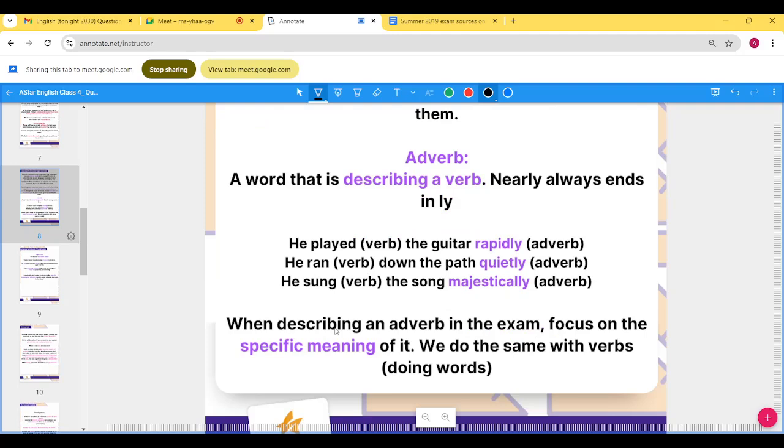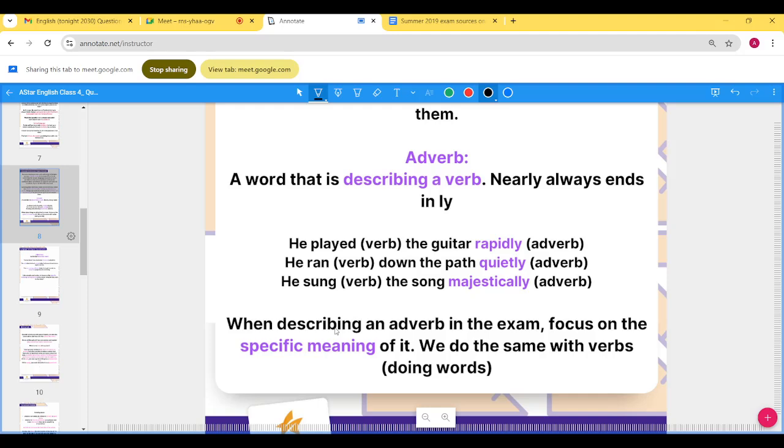So we've got a little bit of information with verbs and adverbs here. Verbs are largely doing words, like played, ran, sang. Now, words for altering sentences: adverbs, which do what it suggests. You add it to a verb: played rapidly, ran quietly, sung majestically. Although there are words in between, the adverb relates to the verb.